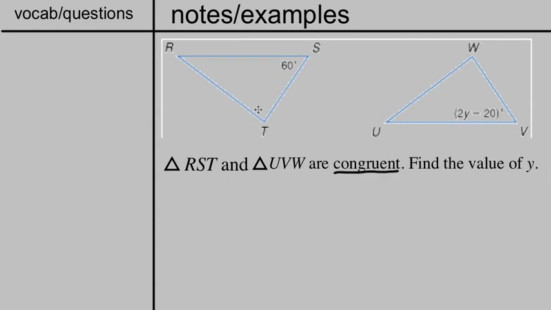We're told that this is equal to that. They have the same measured degrees, angles, and they have the same measurement in sides. The key again is to make sure you follow the correct order. This says to start at R, go to S, end at T.